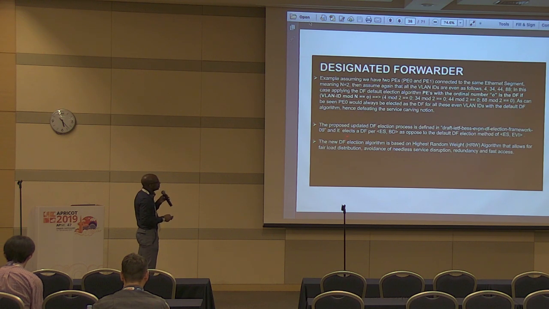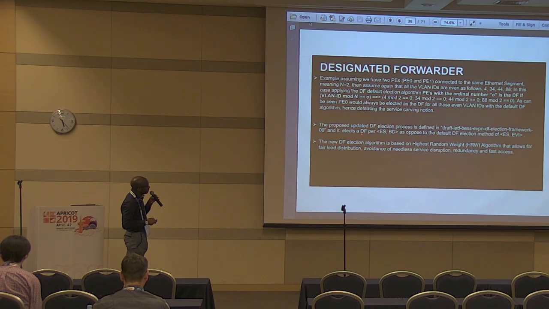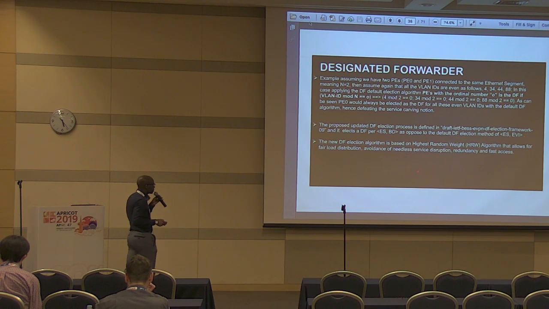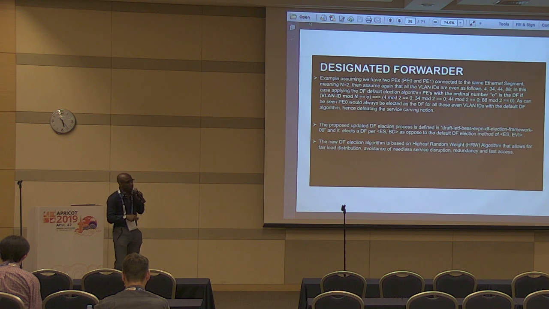So that is the old way of electing the DF. The updated RFC, or updated draft, to overcome the side effect or the shortcoming of the initial draft, is to use what is called the highest random weight algorithm. This is actually, I believe, written by Microsoft in the past, and it gives you service carving.